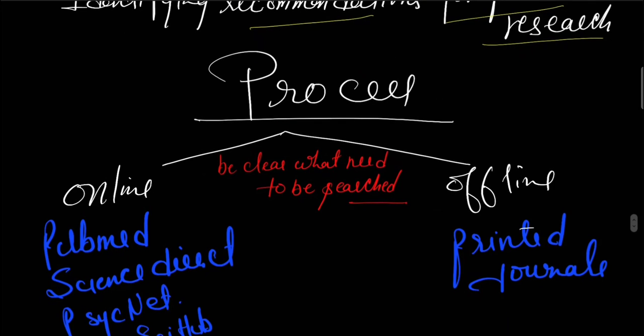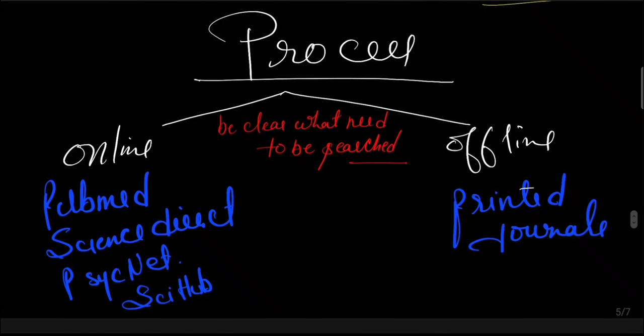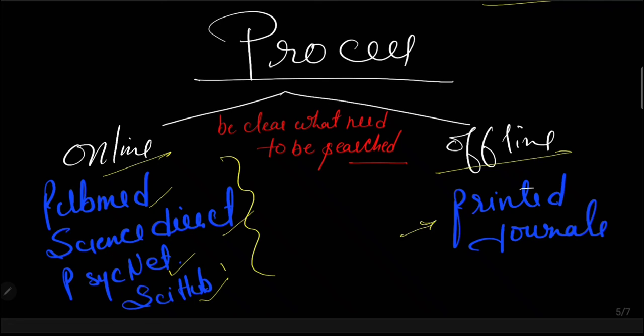Next, the process, like simply how we go for it. It's simple, we can go either online or offline. Offline is like printed journals you can find in any library. And online we have different websites like PubMed for medical, ScienceDirect, PsycNet mostly for psychology subjects, SciHub is a third party app. You can check all these websites.